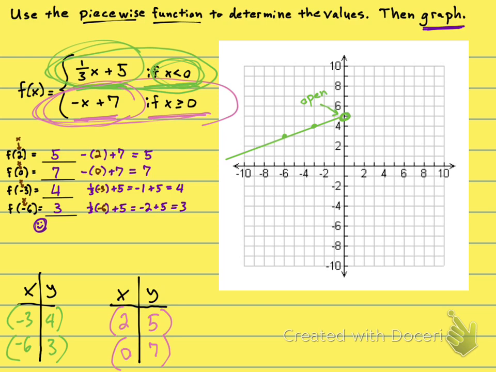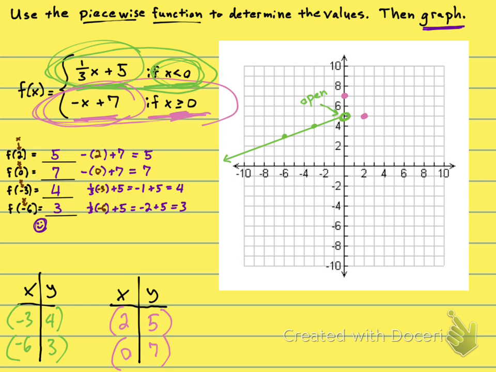I know, of course, I want to put my little arrowhead showing that I'm going to the left forever. When I do the pink points, I have 2, 5, and 0, 7. Now this actually does hit here at 7, because the pink line is when x is greater than or equal to 0. And now I'm going to draw this line.